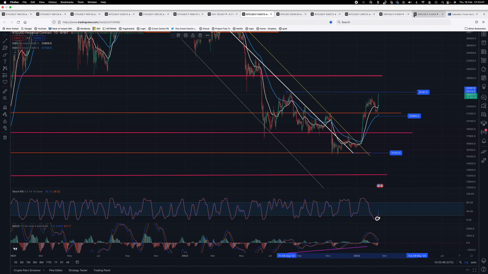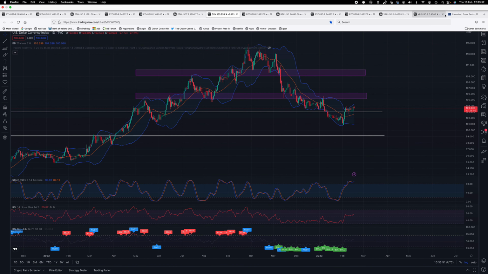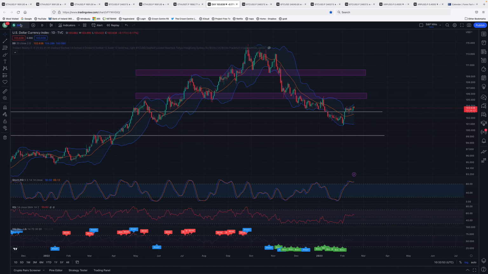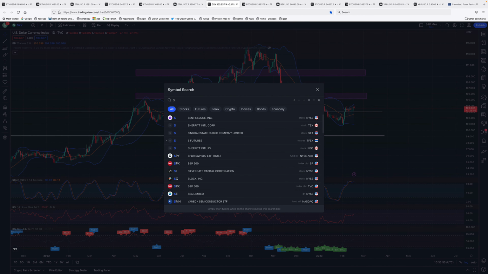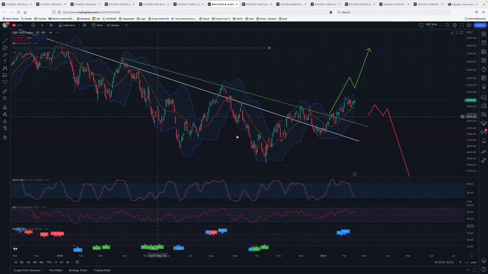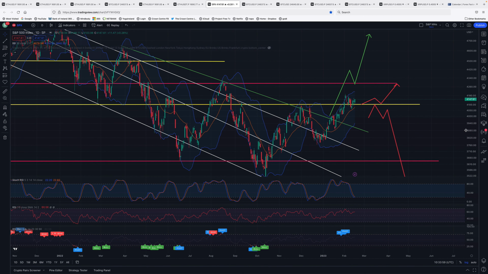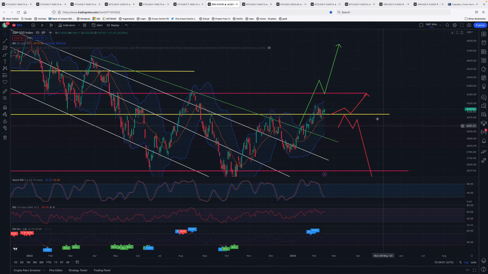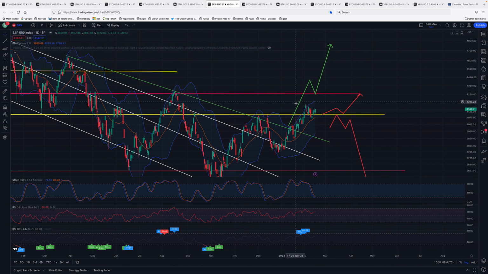Now, we've had the DXY going up yesterday, we've had the coins going up yesterday, we've had the S&P going up yesterday. Now the S&P couldn't put in a higher high yesterday. It closed below the previous day, and at the moment it looks like a 1-2 for the way down.